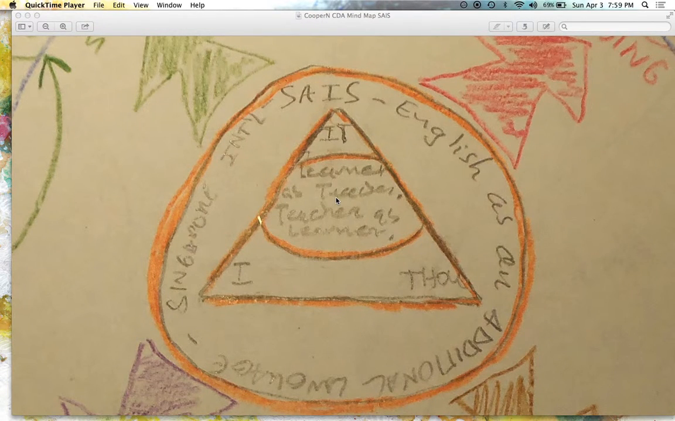Hello, this is Nick Cooper, and this is my curriculum design and assessment mind map for Stamford American International School of Singapore. This is an English as an additional language, composition and literature class for 7th through 10th grade students.